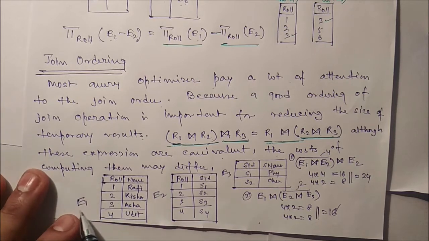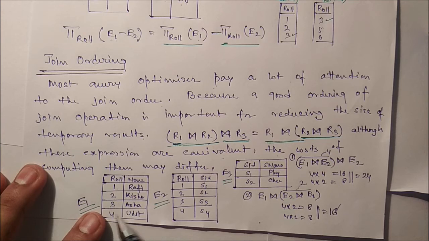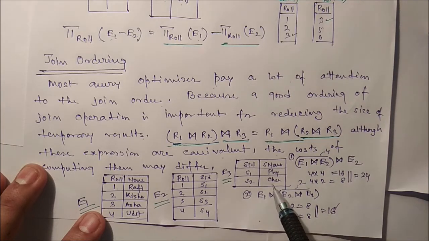Now we can check. We have three tables, E1, E2 and E3. Here E1 has roll number 1, 2, 3, 4 and names Rafi, Kishore, Asa and Udit. Here E2 has roll number and subject ID: roll number 1, 2, 3, 4, subject ID S1, S2, S3, S4. In E3, two subjects are there, S1 and S2, physics and chemistry.